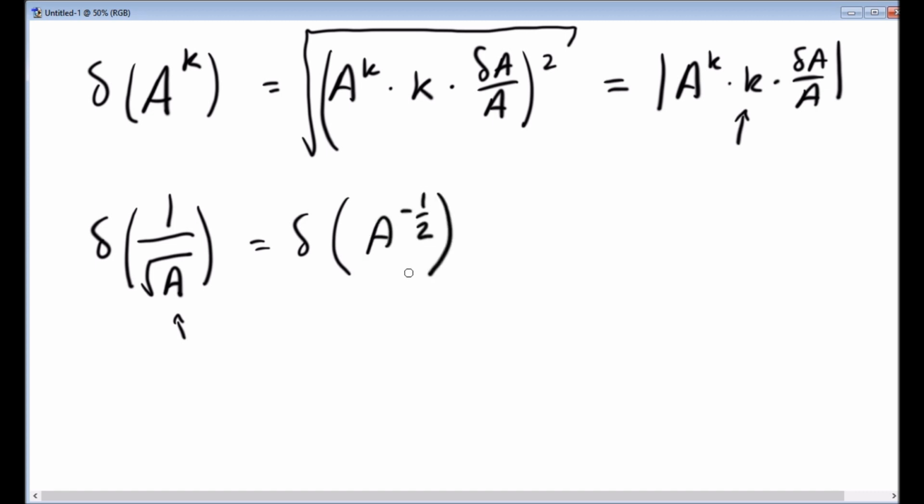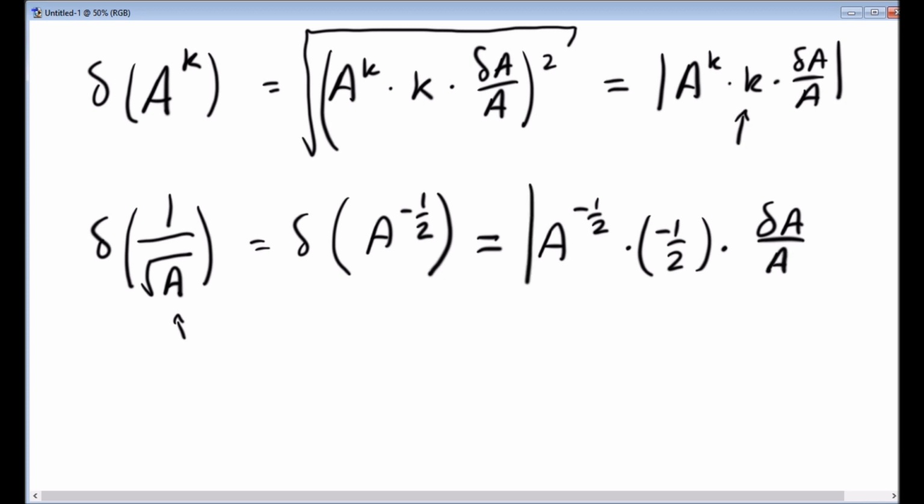So now you can just apply the roots and powers rule above. So our value is a to the negative 1/2. That means our uncertainty is going to be final answer, a to the negative 1/2 times negative 1/2 times delta A over A. And then we put absolute value brackets around it, which basically just means we're going to ignore that minus sign.